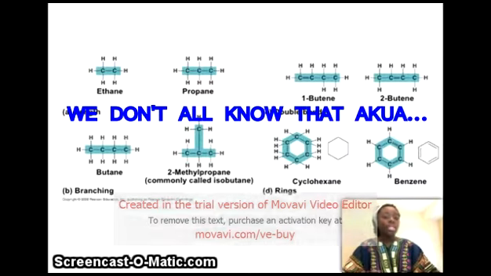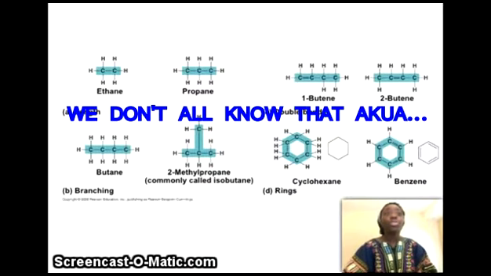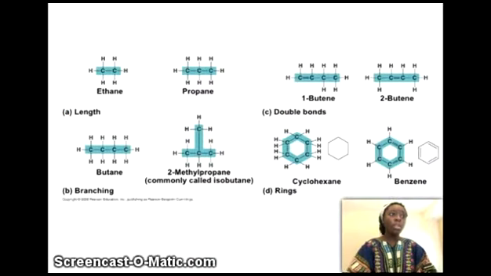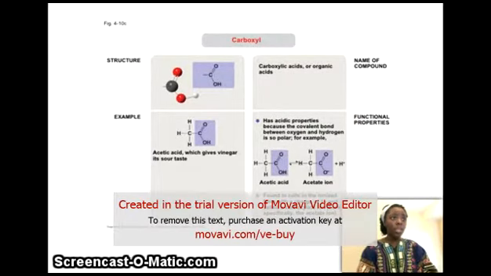So the next thing we're touching on is functional groups. Functional groups are the components of organic molecules that are most commonly involved in chemical reactions. The number and arrangement of functional groups give each molecule its unique properties.